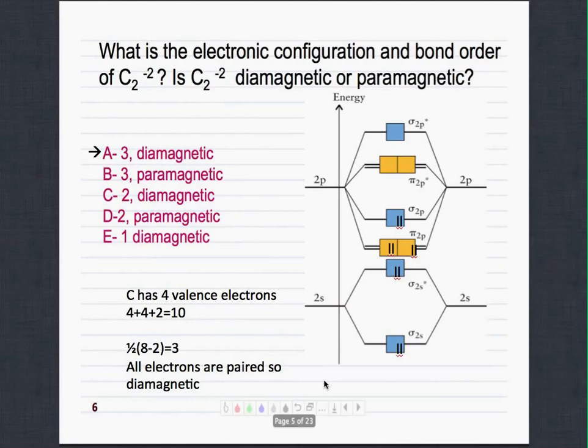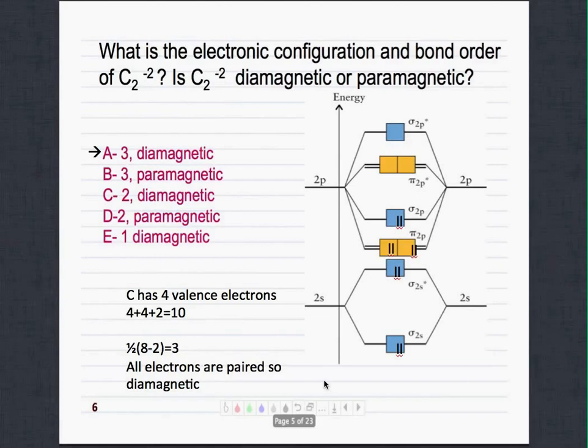Now I have to fill the molecular orbitals according to Hund's rule. So 1, 2, 3, 4, 5, 6, 7, 8, 9, 10. So clearly it is diamagnetic. I'm going to calculate the bond order, which is half the number of electrons in bonding minus antibonding. This is bonding, this is bonding, this is bonding. The only antibonding are those with a star there. So I have 1, 2, 3, 4, 5, 6, 7, 8. 8 minus 2 electrons in the antibonding, half of that equals 3. So A is the right answer.